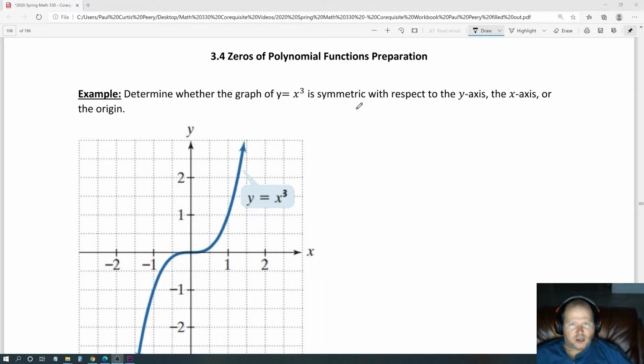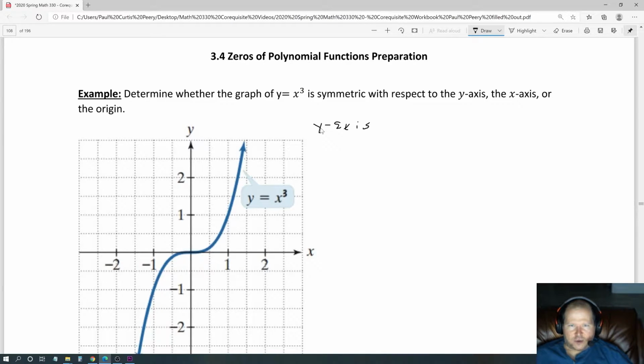3.4 Zeros of polynomial functions preparation. Determine whether the graph of y equals x to the third power is symmetrical with respect to the y-axis, the x-axis, or the origin. All right, so let's try the first one, which is the y-axis. Let's see if we can do this.